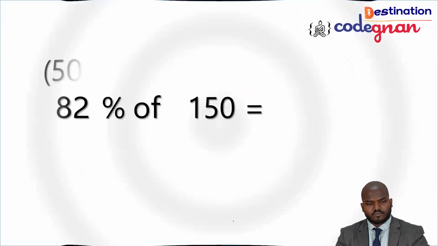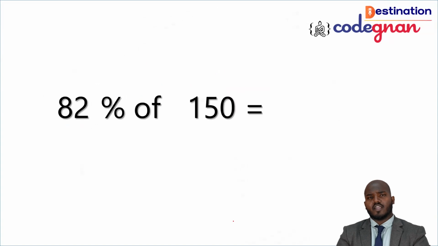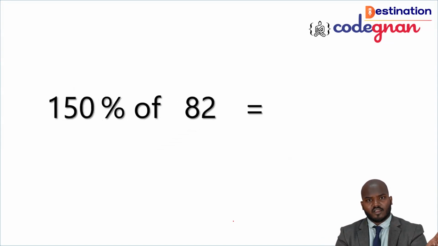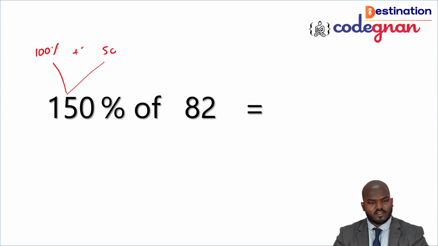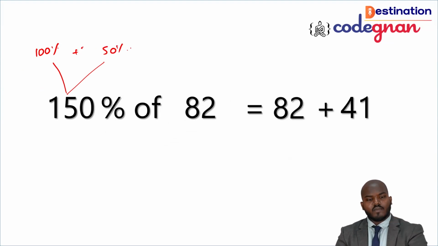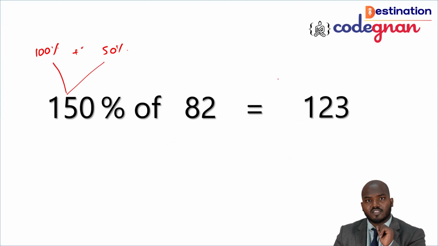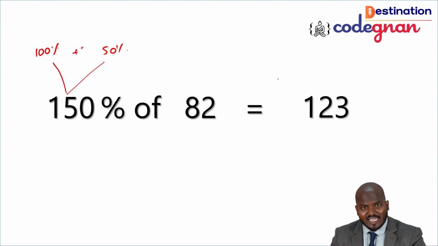Okay, 150% of 82, guys, you're going to learn something new here. Every time you manipulate with respect to the percentage, you can also change the position. If I change the position, then this 150% can be written as 100% plus 50%. 100% of 82 is equal to 82. 50% of 82 is 41. If you sum that, you will get the answer, 123. Very simple.